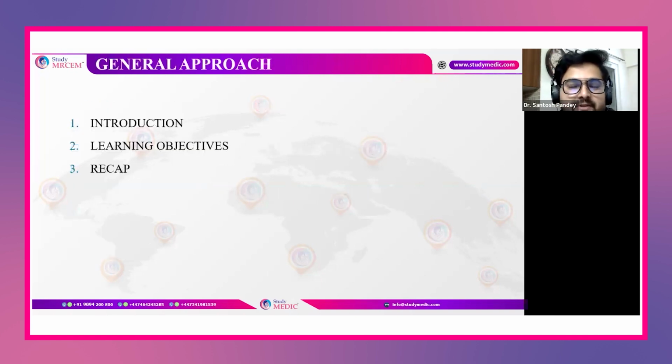So it has three aspects before you enter the room. That is introduction. That is very important to develop a rapport with your junior or the patient in your ER room. And then you have to set the learning objectives. That includes the entire procedure which you have to perform.